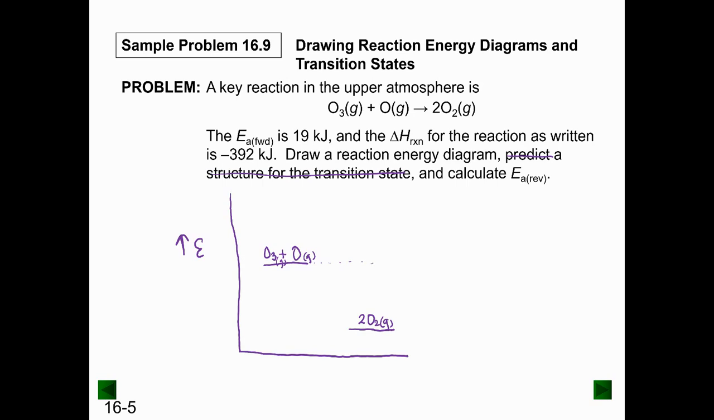So our overall energy change is from here to here. That delta H is negative 392 kilojoules. It has 19 kilojoules for its activation energy to reach that transition state. And that would be here, E of A plus 19.